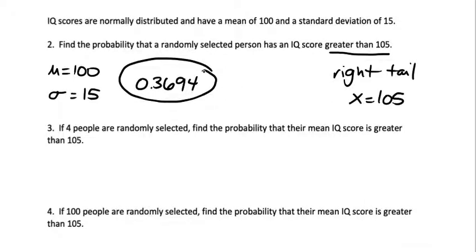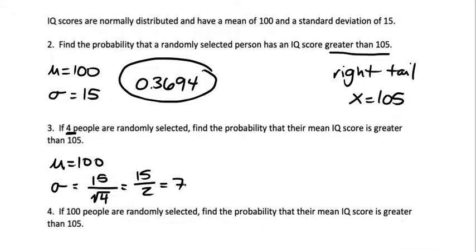Question 3. If 4 people are randomly selected, find the probability that their mean IQ score is greater than 105. So the difference between this question and question 2 is instead of 1 randomly selected person, now I have 4 people. So that's my sample size. My mean is still 100, but my standard deviation is now 15 divided by the square root of 4. And since the square root of 4 is 2, that's 15 divided by 2, which is 7.5.